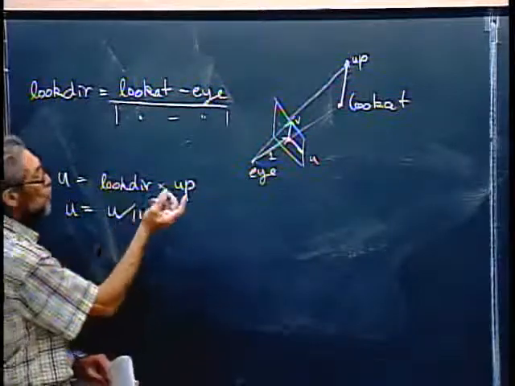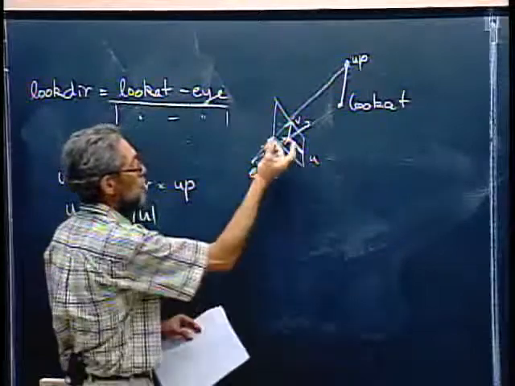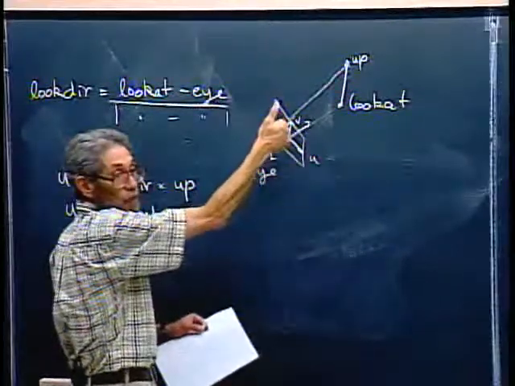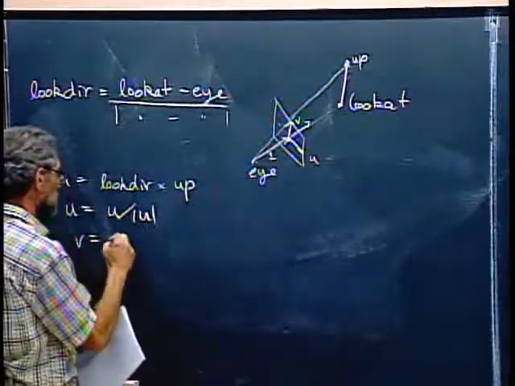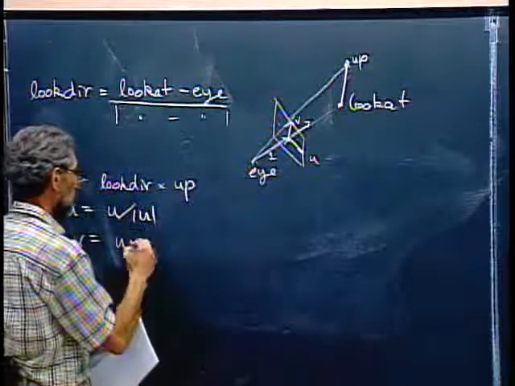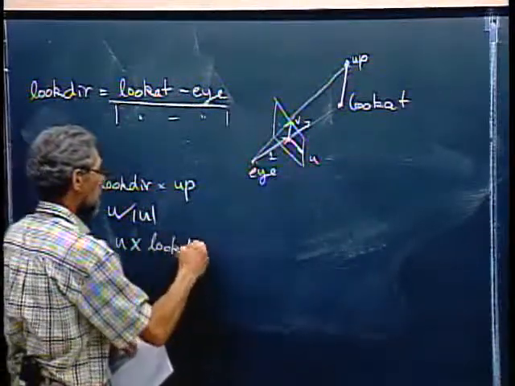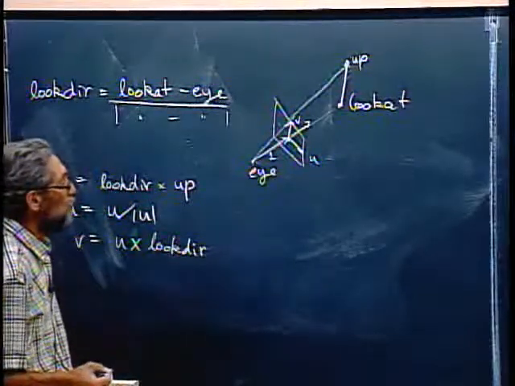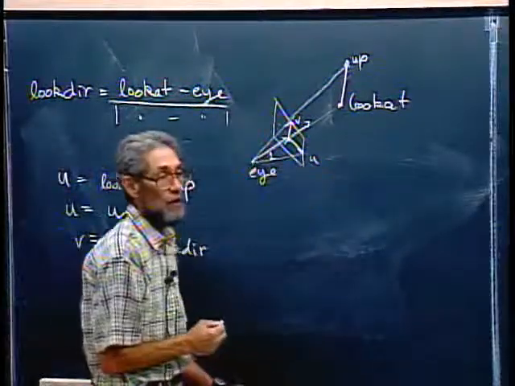And then we have the look at direction, which is now a normalized vector like that. And we've just normalized u, so that means the right-hand rule can give v as the cross product of u and the look direction. Okay, so there's one other thing that the user specifies, and that is basically this angle.